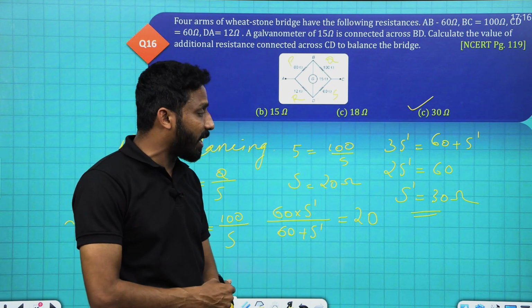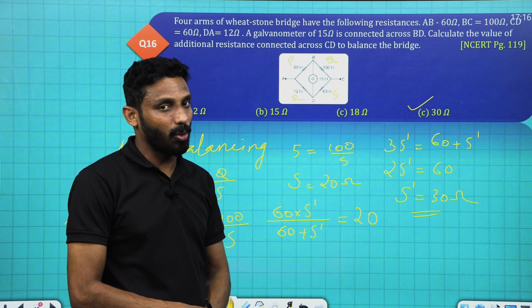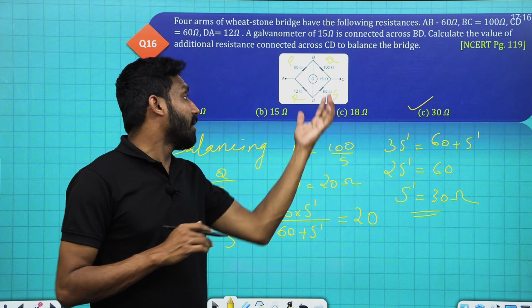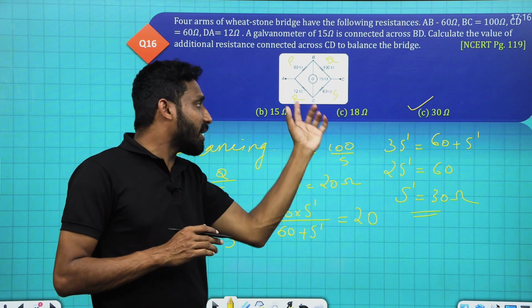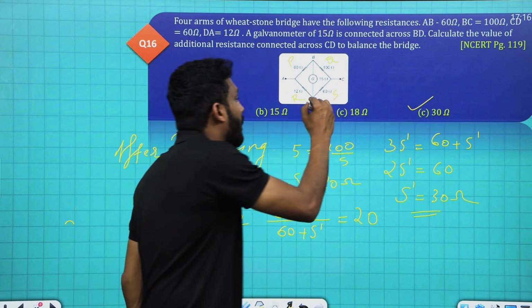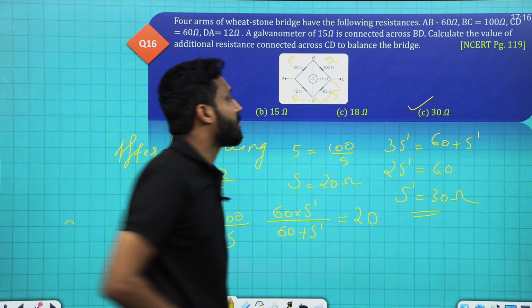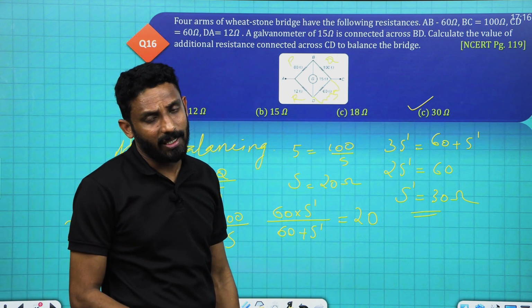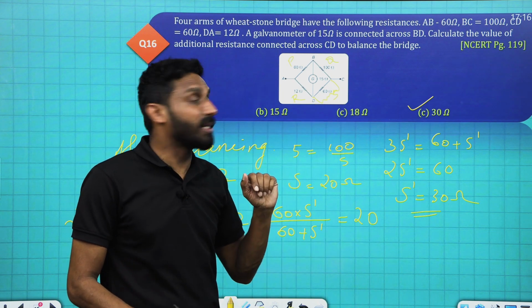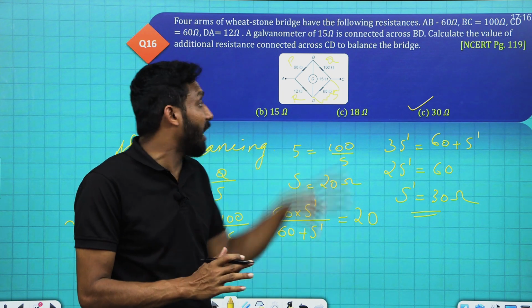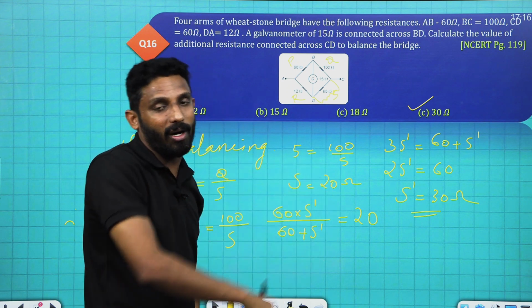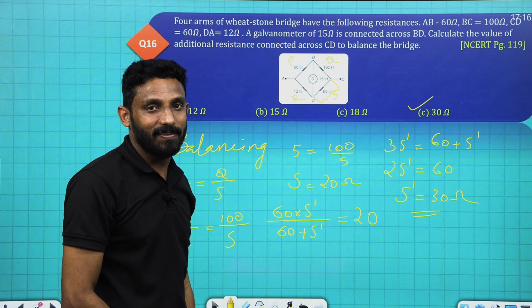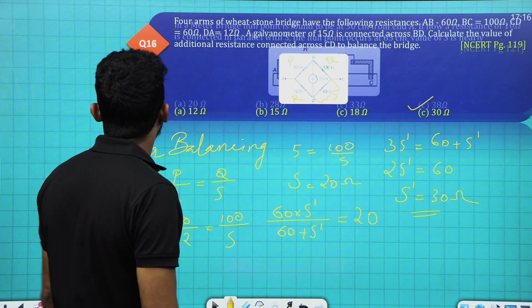So how much resistance to be connected across CD? Across CD we have to connect 30 ohm. That should be in parallel with 60. Across CD means that will be parallel. Here we are connecting like this. Then it will be parallel to 60. 30 ohm to be connected here. Then the equivalent resistance will be 20 ohm there, and the network will be balanced one. Okay. Clear? Yes. The next one.